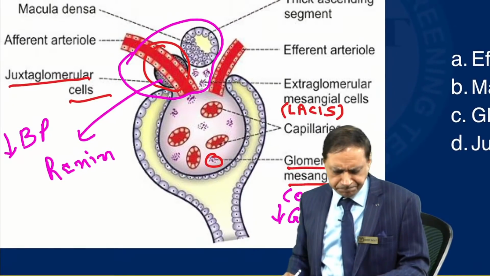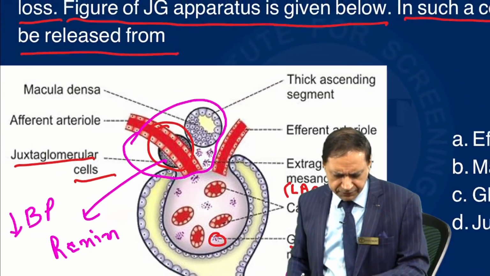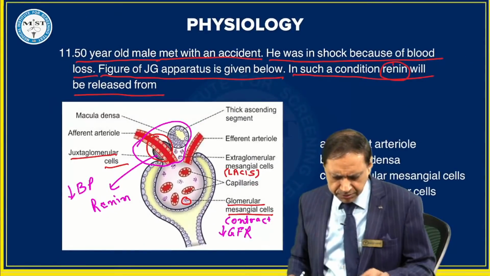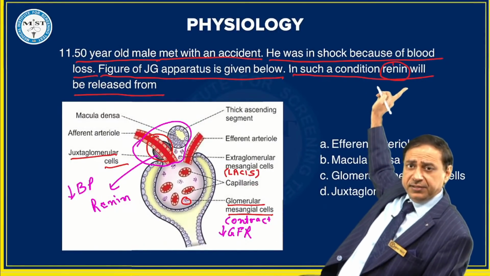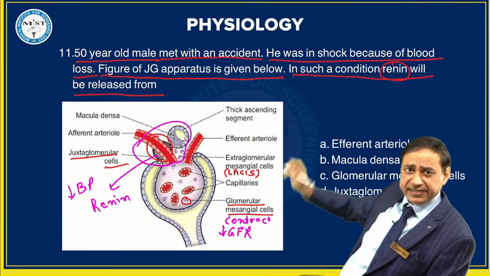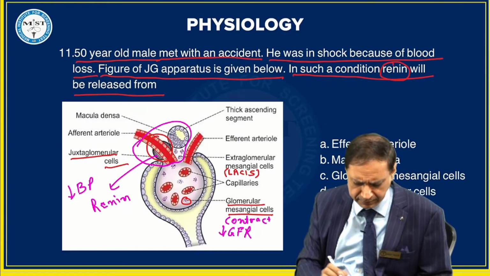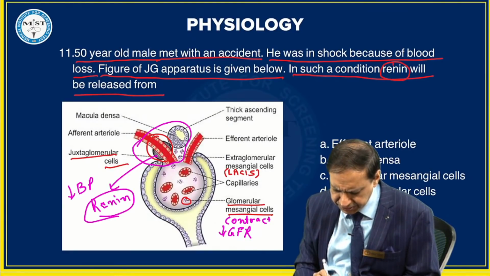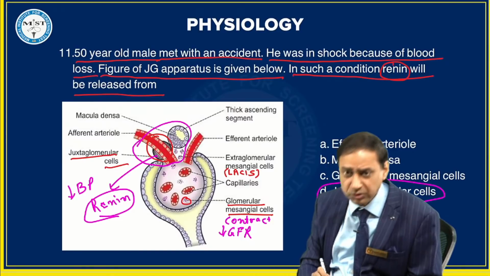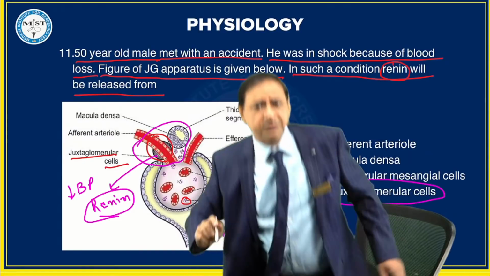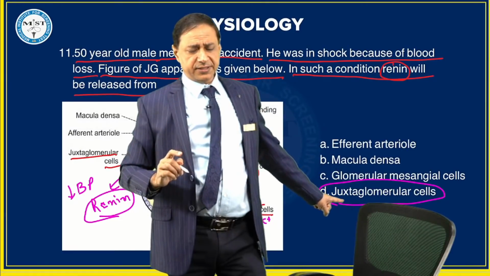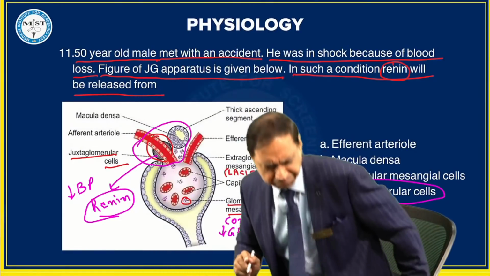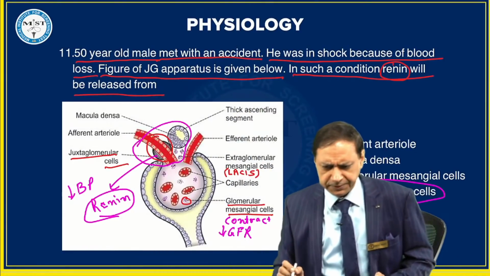So as far as my question is concerned here, in case of hemorrhage, the renin will be released from which cell? My answer is very clear cut. It is juxtaglomerular cells, JG cell. D is the answer here, clear cut.